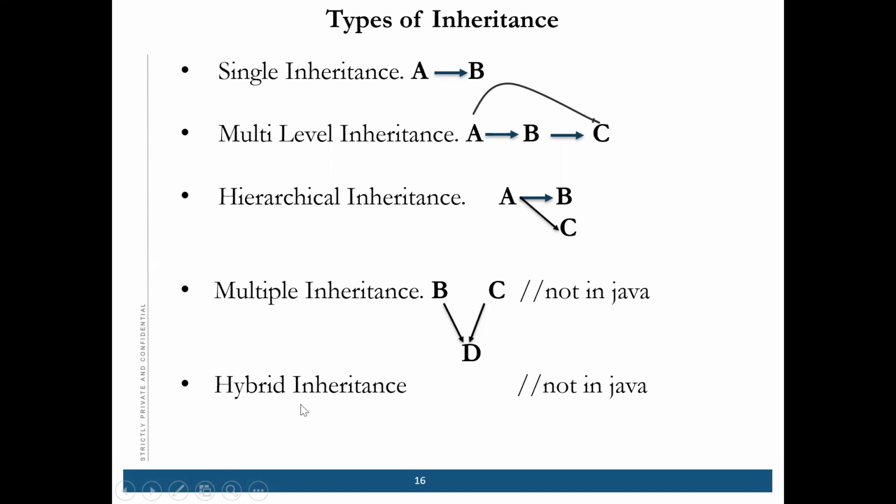One more, hybrid inheritance is also not possible. So what is hybrid? The same thing. Hybrid means many parents have the same child. That is called hybrid, which is also not possible. Okay.